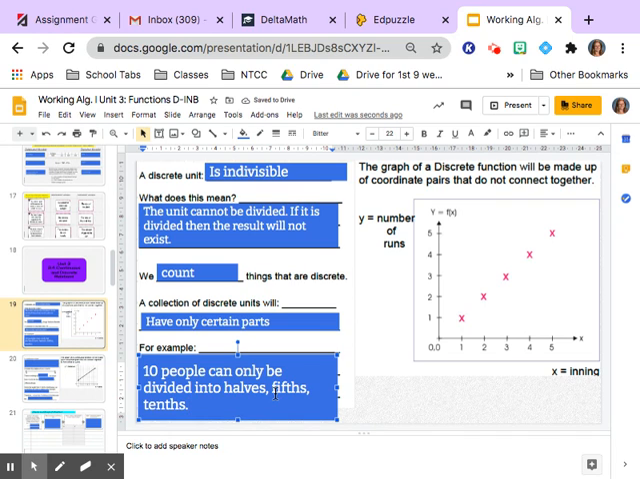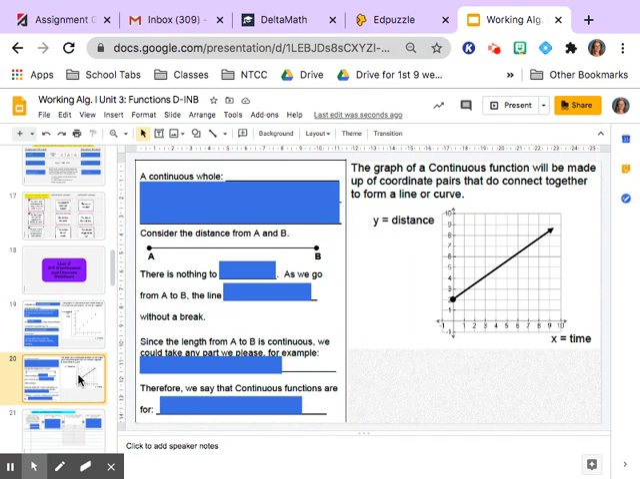So whenever we say a collection of discrete units will have only certain parts, that means dividing it by those parts, as in groupings. So remember, with discrete, we're counting and we can't have parts of the whole. It's indivisible. Okay, let's look at the next one.